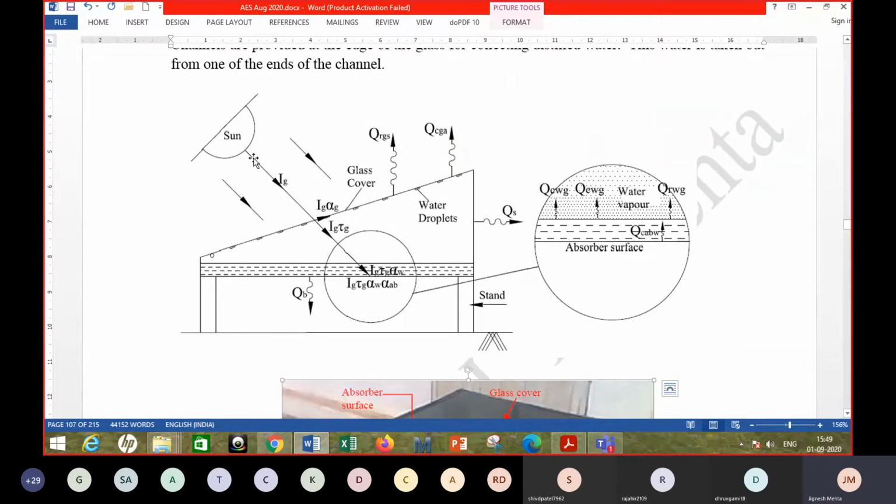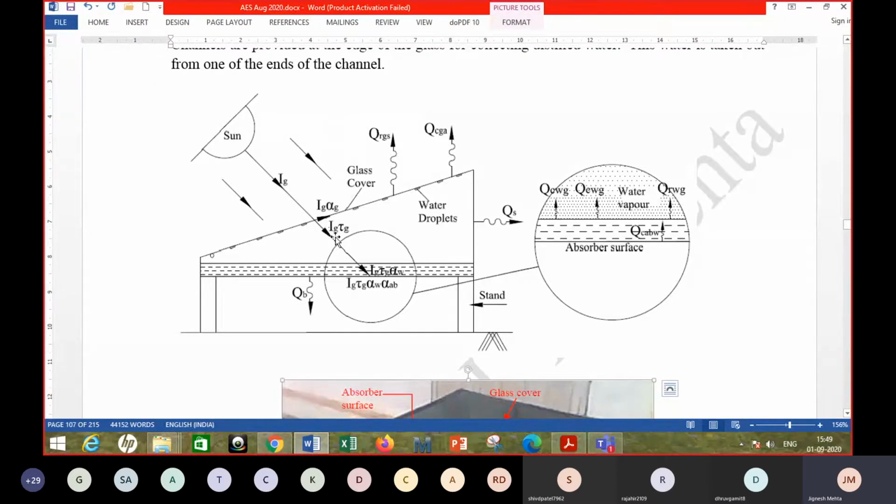As you can see, the solar radiation, let's say the intensity is Ig, and you know the unit now, watt per meter square. That enters through the glass inside this device. But of course, glass does not have 100% transmissivity. So what you get inside is Ig into tau g, where tau g is the transmissivity of glass. Now let's say the absorptivity of glass is alpha g, then Ig alpha g is absorbed in the glass, which slightly increases the temperature of the glass, and some radiation is also reflected, which is not shown here.